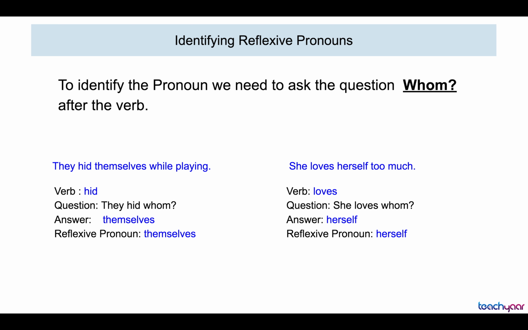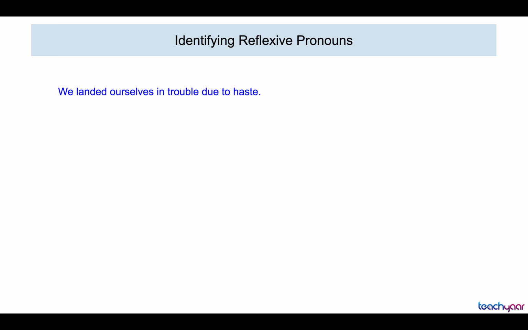We landed ourselves in trouble due to haste. Which is the verb? Landed. We landed whom in trouble? Ourselves. So, ourselves is the reflexive pronoun. He hurt himself while gardening. Verb? Hurt. He hurt whom? He hurt himself. So, himself is the reflexive pronoun.